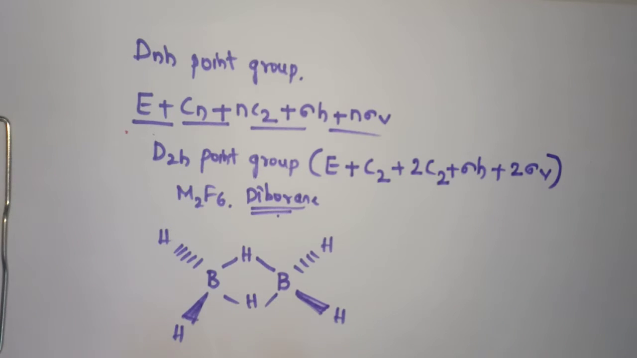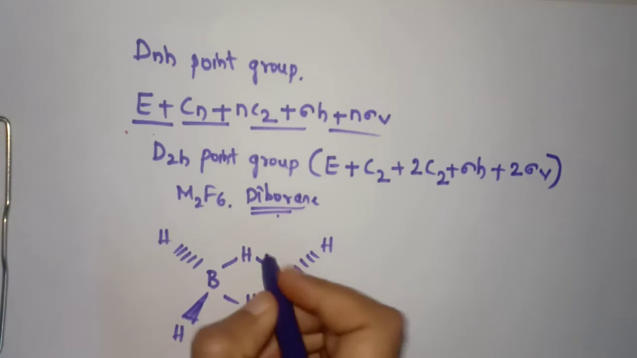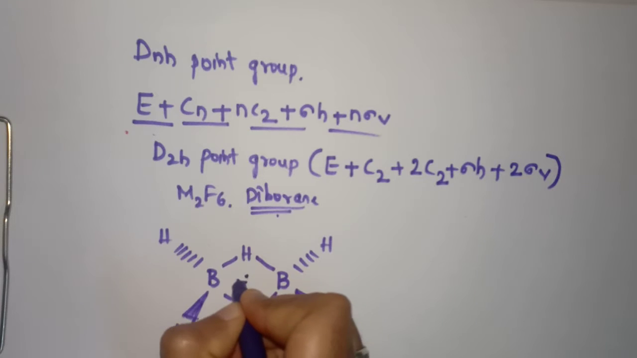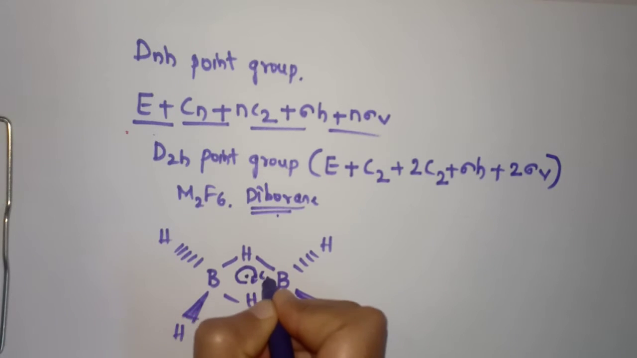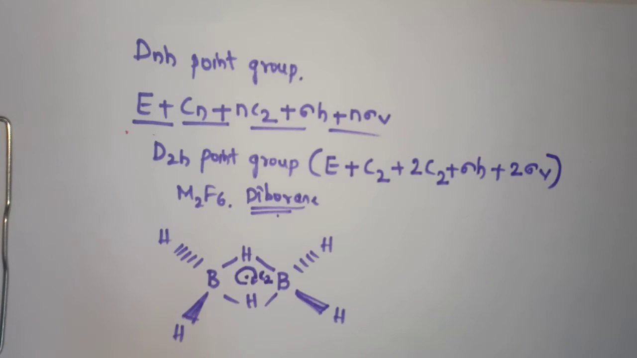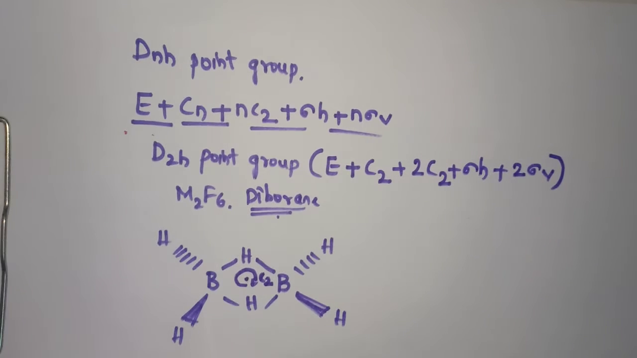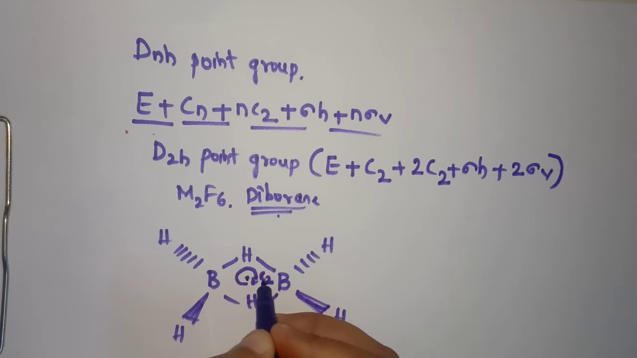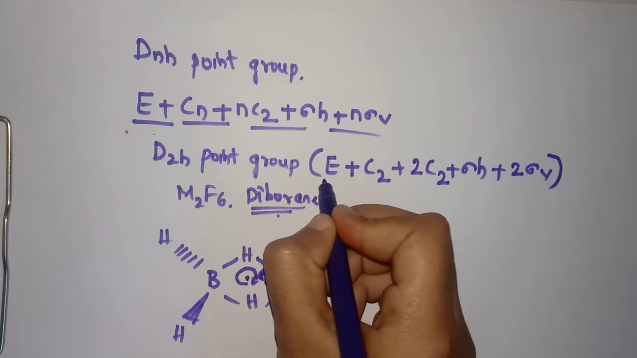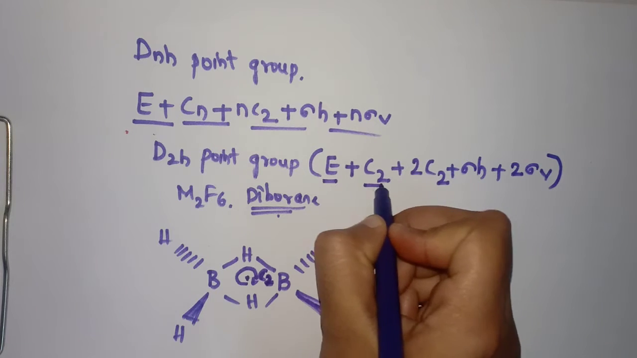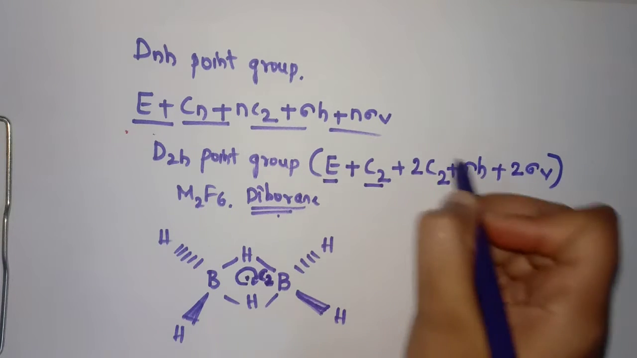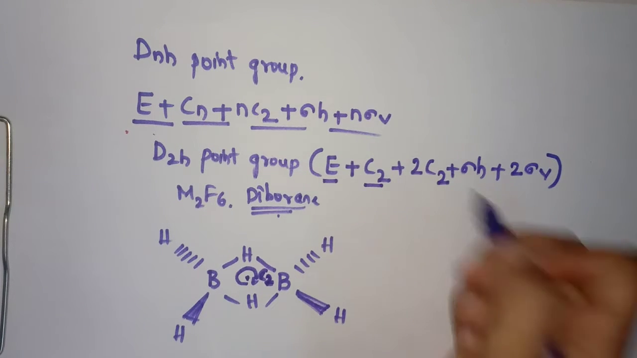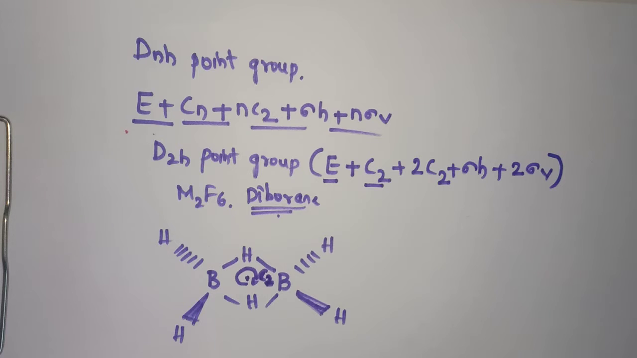Now for this diborane, let's pass the axis like this. This is the principal axis, and rotating it by C2 we will get a equivalent configuration. It is the principal axis and it is C2. Now we should look at the next. Here the identity is present and C2 is also present. Now we should look at this as 2C2. Now let's look at this 2C2.